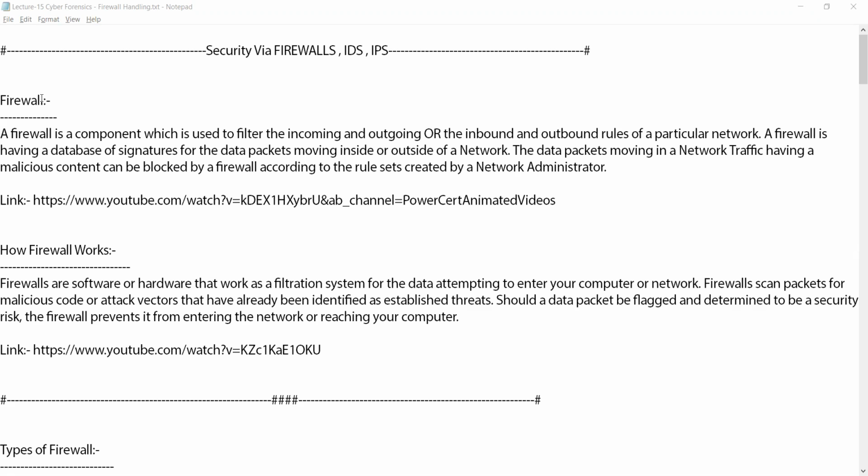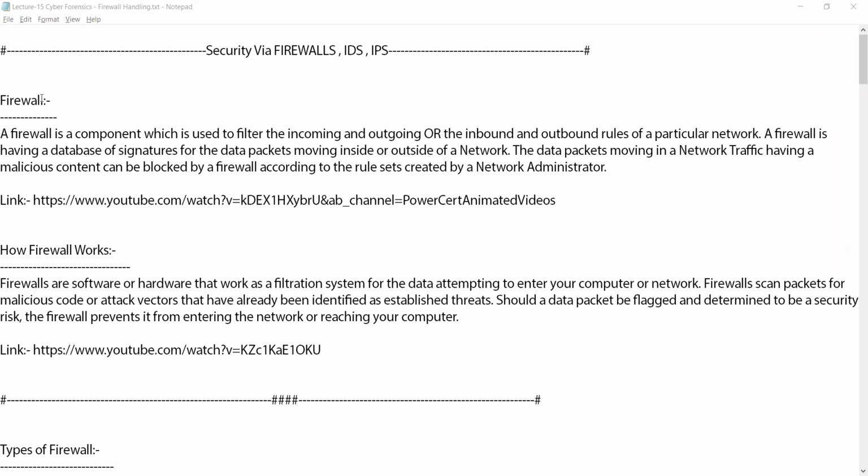And how can a firewall trace a particular packet? It can trace the packet because the firewall has a database of signatures for the data packets moving inside and outside of a network. So if any malicious packet comes into the network, and the firewall can read it, it can simply block it, and simply remove it from that network.